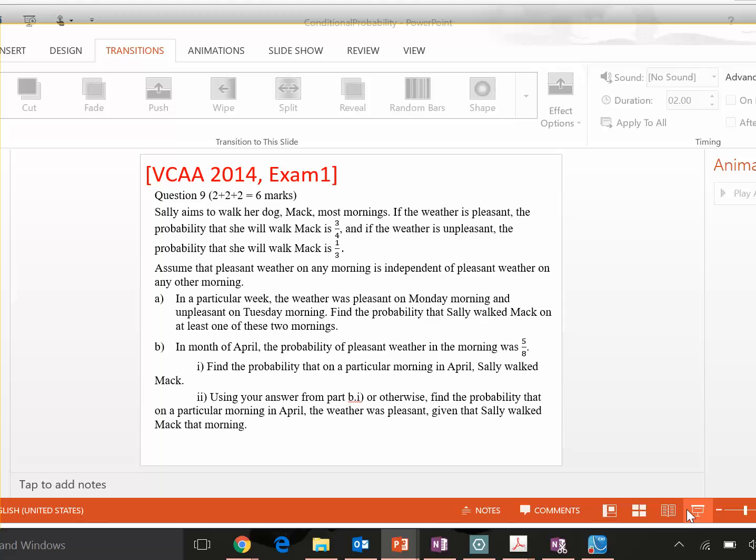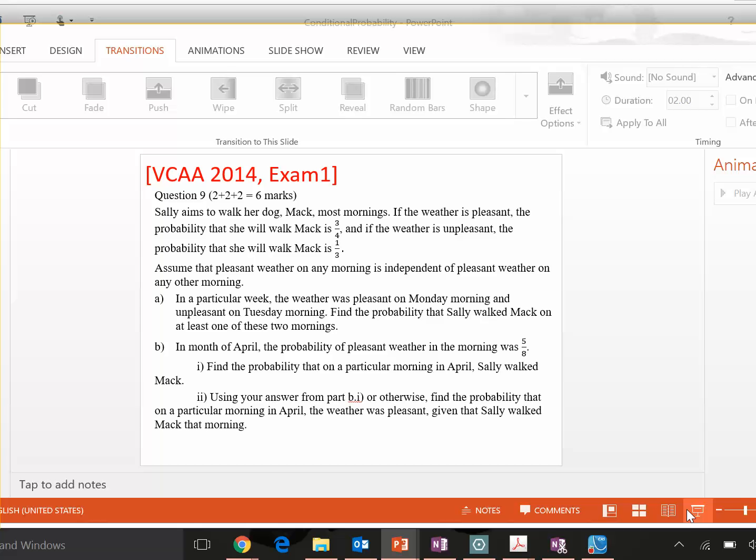Think about it. Now they tell you in the month of April, the probability of pleasant weather in the morning was 5 out of 8. How does that change things? Remember when we drew the tree diagram, we had pleasant, unpleasant. In the first example, you knew Monday was 100%. Now, they're telling you that pleasant is 5 out of 8. Unpleasant would be 3 out of 8. And the rest still follows the same.